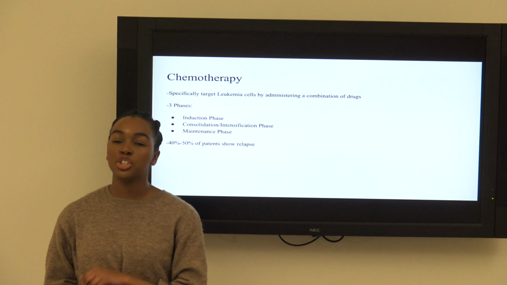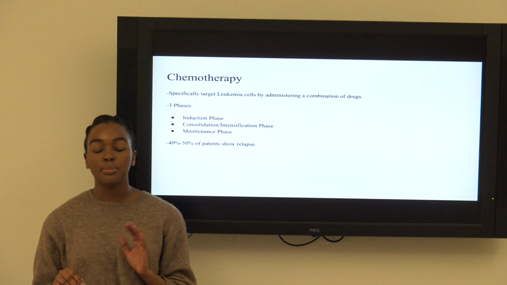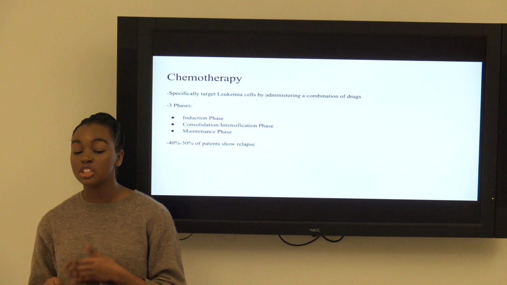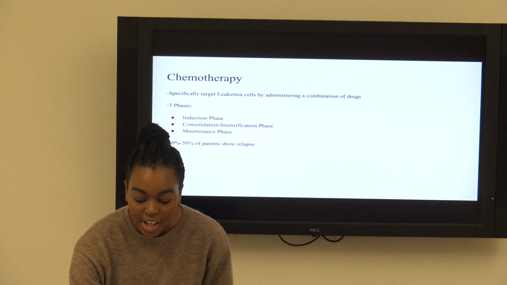40 to 50% of people show relapse after chemotherapy. So initially when chemotherapy is given, a high number of people, around 80-90% of patients, do show remission, but 50% of them show relapse. So basically only 50% of people are actually showing remission, which, if you think about it, after all of the chemotherapy, which lasts about 2 years, is not really worth it anymore, and with all the symptoms, in my opinion.